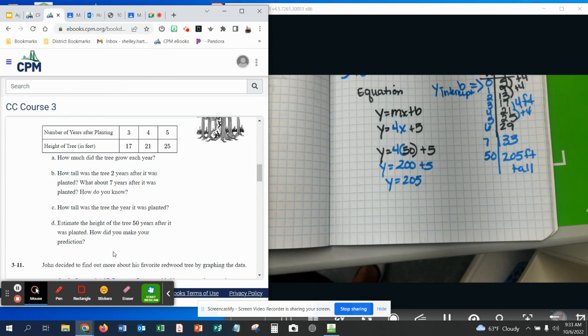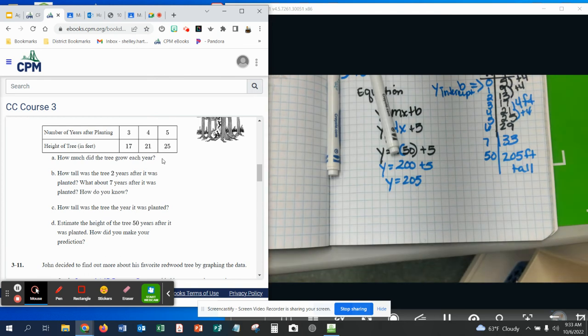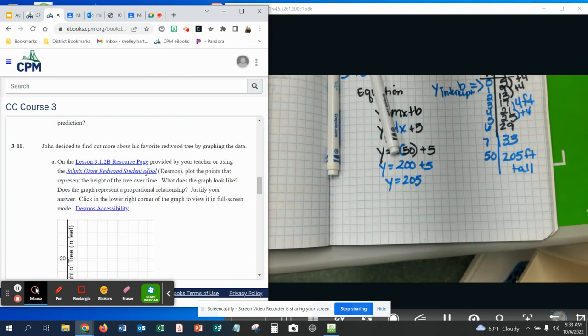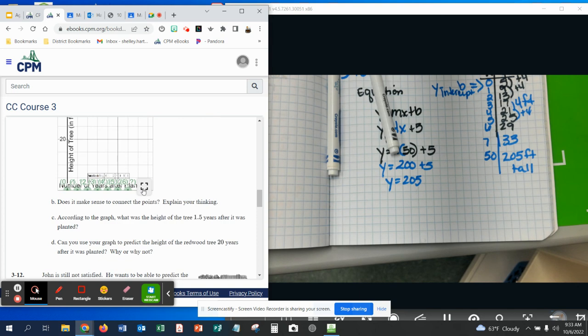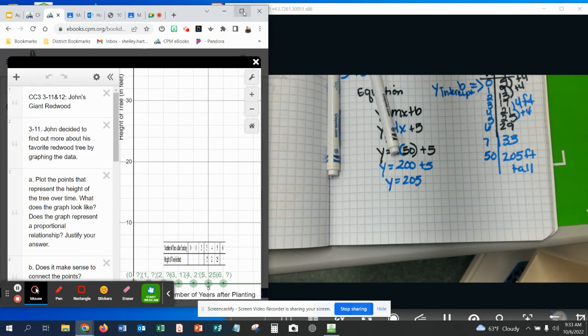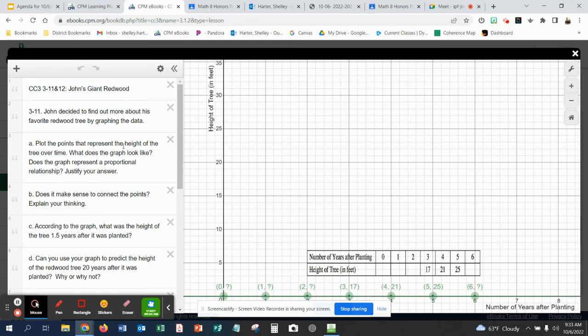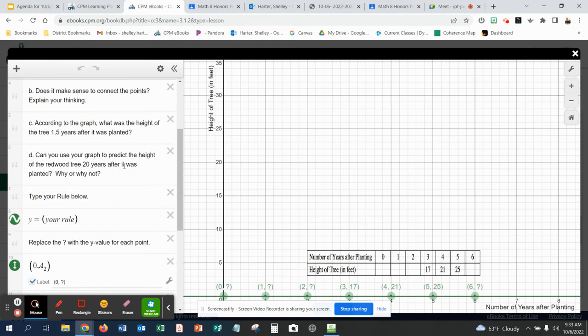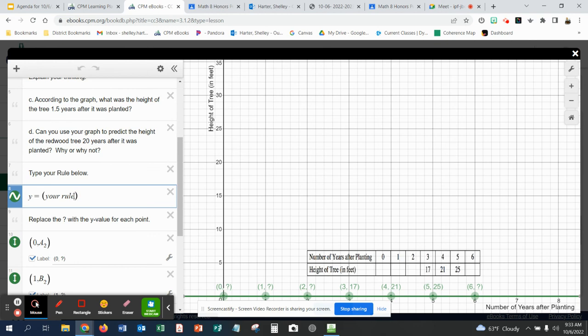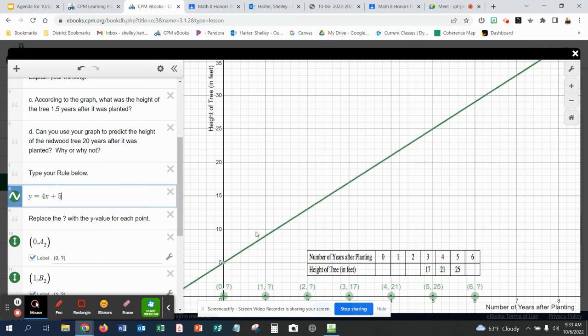Now, can we graph this? Yes. Okay. Let me show you this tool, though. This could be fun to play with because it is Desmos. I don't always do that. We do need to learn how to do our graphs. So we have this cool Desmos here. See? So we can write our rule, which is y equals 4x plus 5, right? And there it is.